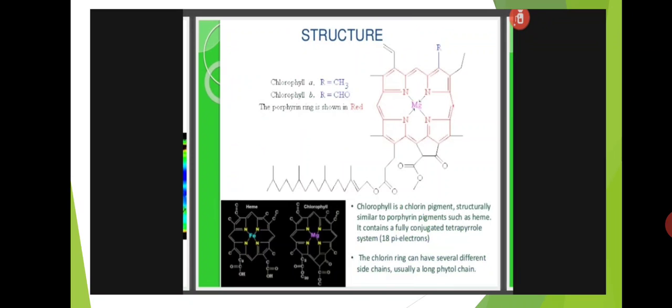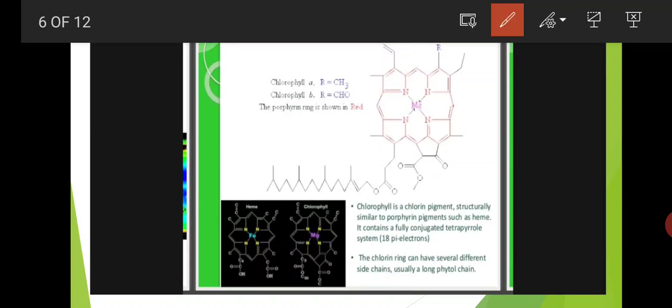And the structure of chlorophyll: chlorophyll A and chlorophyll B structures. Same as hemoglobin, here also a protoporphyrin ring is there. Porphyrin ring means what? Here 4 pyrrole rings are present: 1 pyrrole ring, 2, 3 and 4. Here in chlorophyll, the central metal atom is magnesium, Mg.